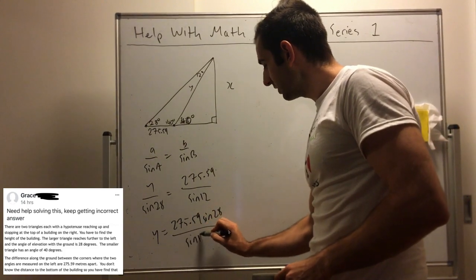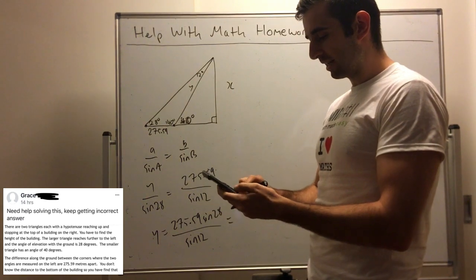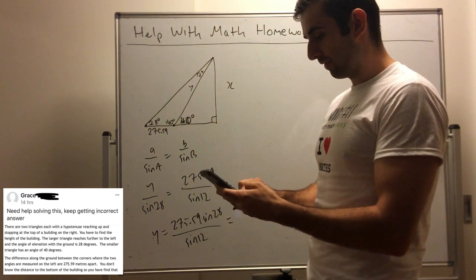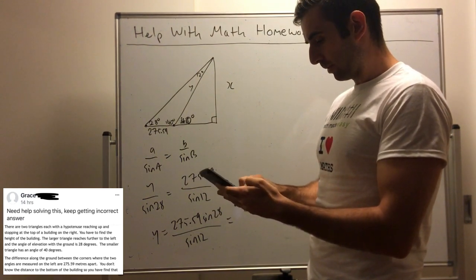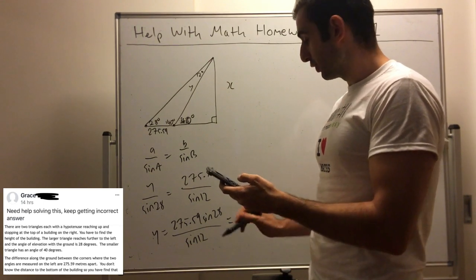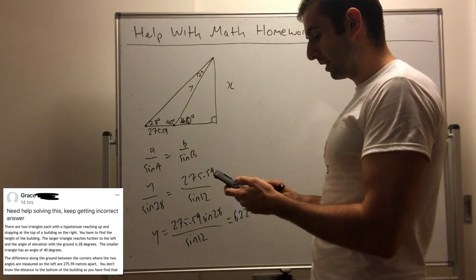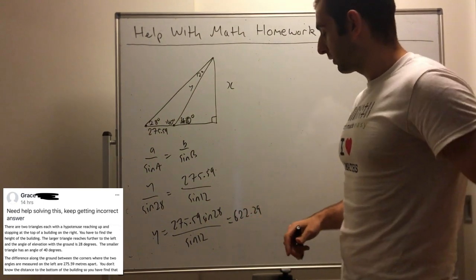And at this stage, you just get your pocket calculator out and plug that in. Right, 275.59 sine 28 over sine 12. So we'll use 2 decimal places like the question's done, to 622.9. And now the hard part of the question is over.